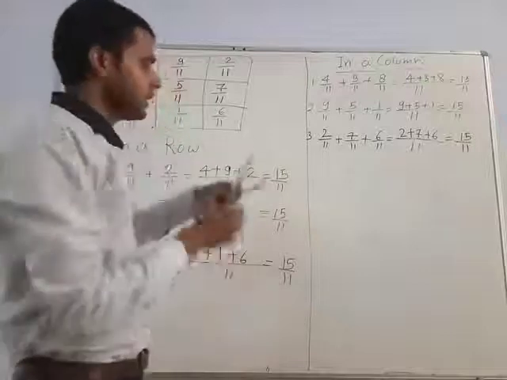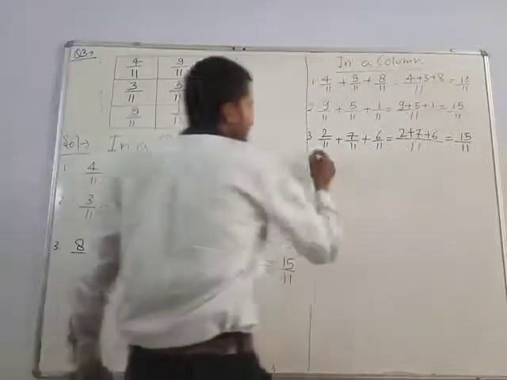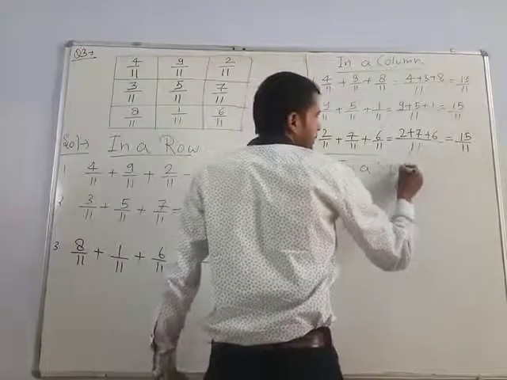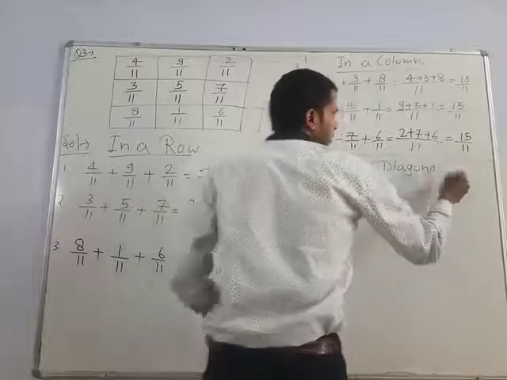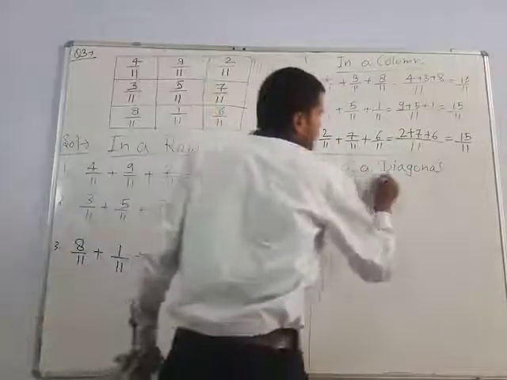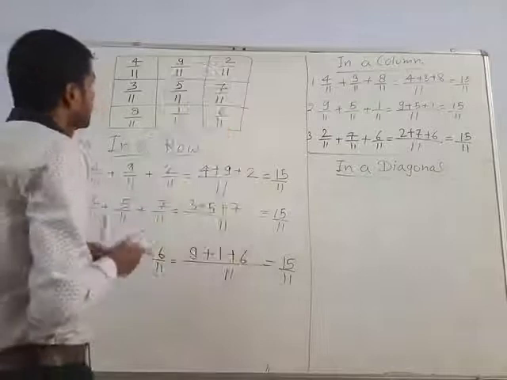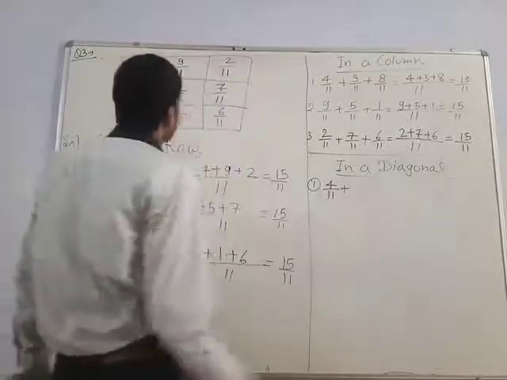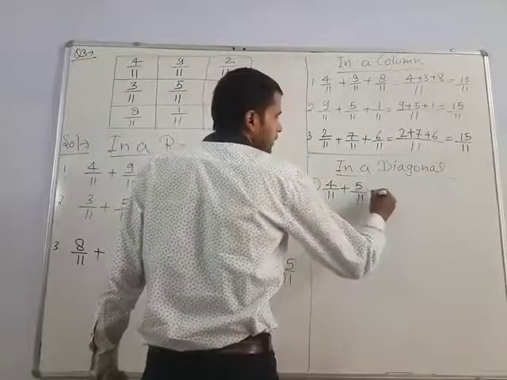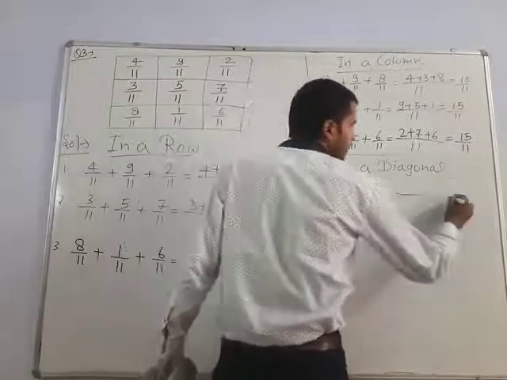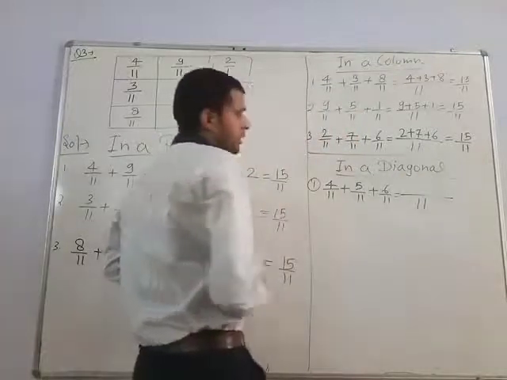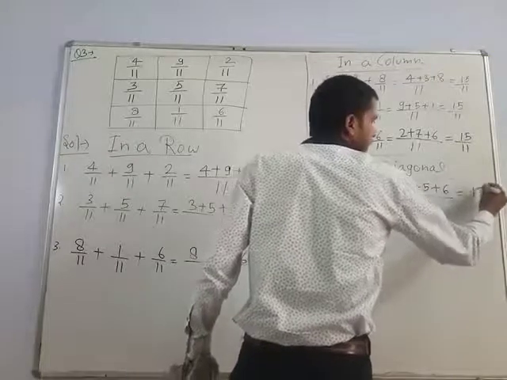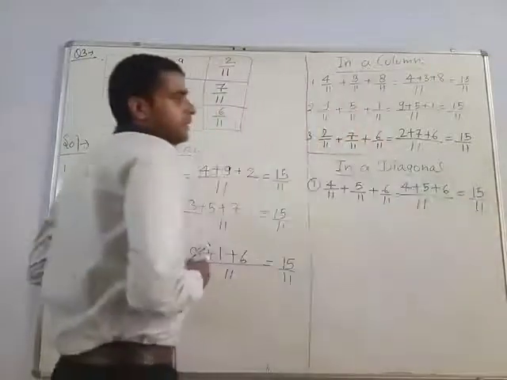Right? In a row, in a column, and last in a diagonal. In this square, what is the diagonal? 4 upon 11 plus 5 upon 11 plus 6 upon 11. You take LCM 11, so 4 plus 5 plus 6, that is 15 upon 11, right?